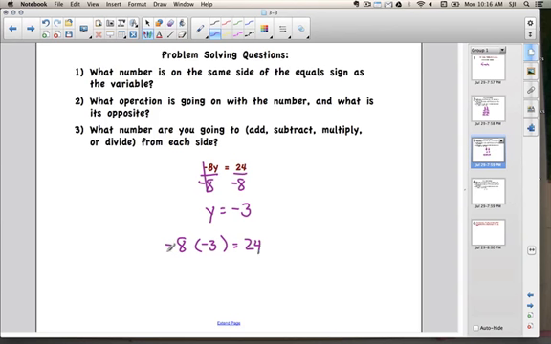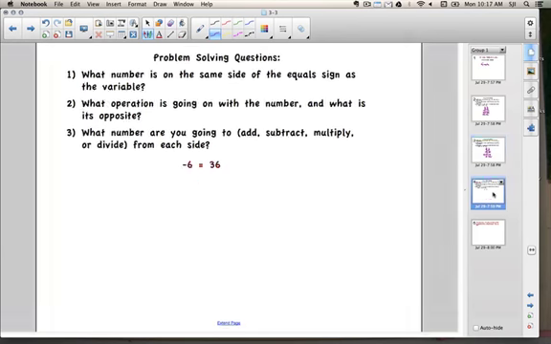-8 times -3, since we have the same signs here and we're multiplying, we know that our answer is going to be positive, and 8 times 3 is 24. I'm going to bring the rest of this down. This is a true statement. 24 is equal to 24, so that means that our answer right here, y equals -3, is the answer to this equation. One more before we get to the tortoise question.